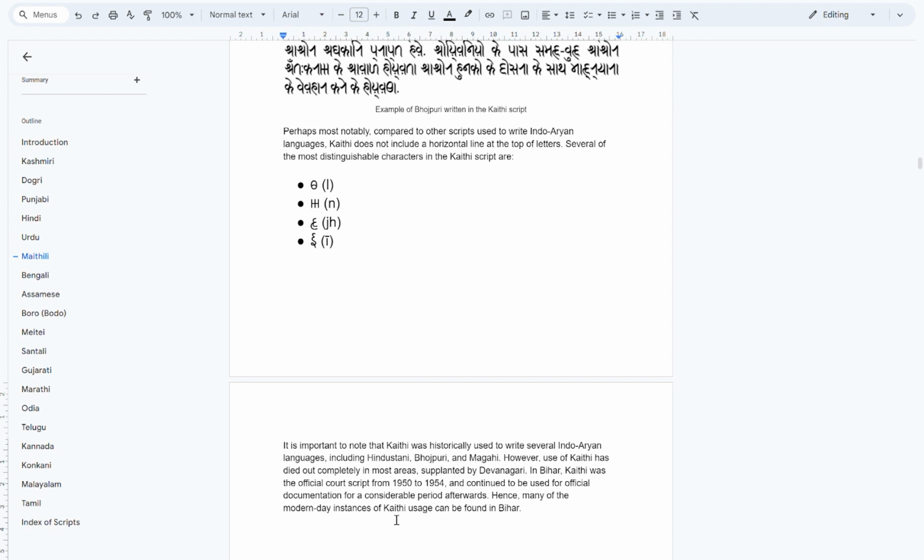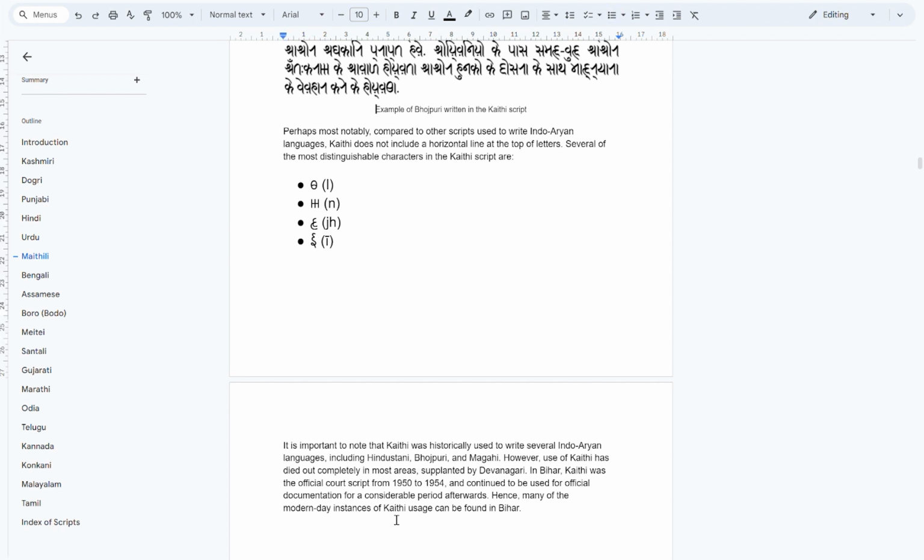Kaithi was historically used to write several Indo-Aryan languages, including Hindustani, Bhojpuri, and Magahi. However, use of Kaithi has died out completely in most areas. It's been supplanted again, like numerous languages, by Devanagari. In Bihar, however, Kaithi was the official court script from 1950 to 1954 and continued to be used for official documentation for a considerable period afterwards.